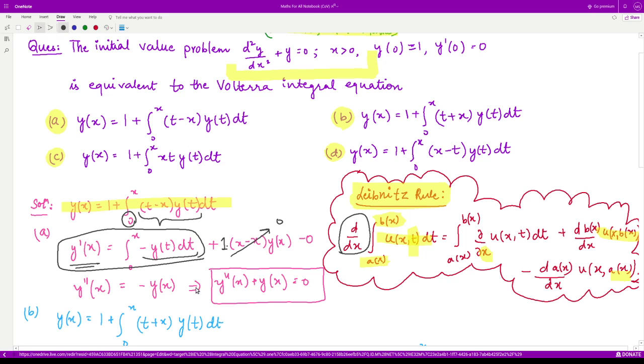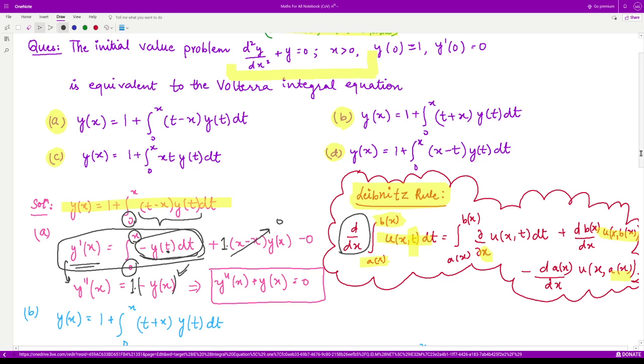Now we can again take the derivative. It would become y double dash x. And here again we have to apply this Leibniz rule. So it would be the integration from 0 to x of the derivative of this thing with respect to x. Now see, there is no x, so its derivative would simply be 0. So this initial term would be 0, plus the derivative of the upper limit with respect to x, that would be 1, multiplied by the whole thing where t is replaced by x, and minus the derivative of the lower limit, that would be 0. So only this thing remains. That becomes y double dash x plus y of x is equal to 0.